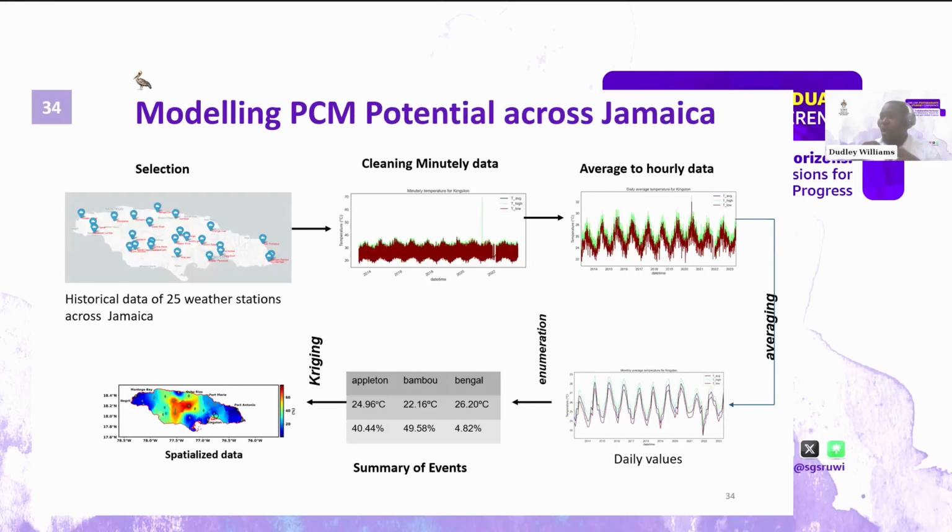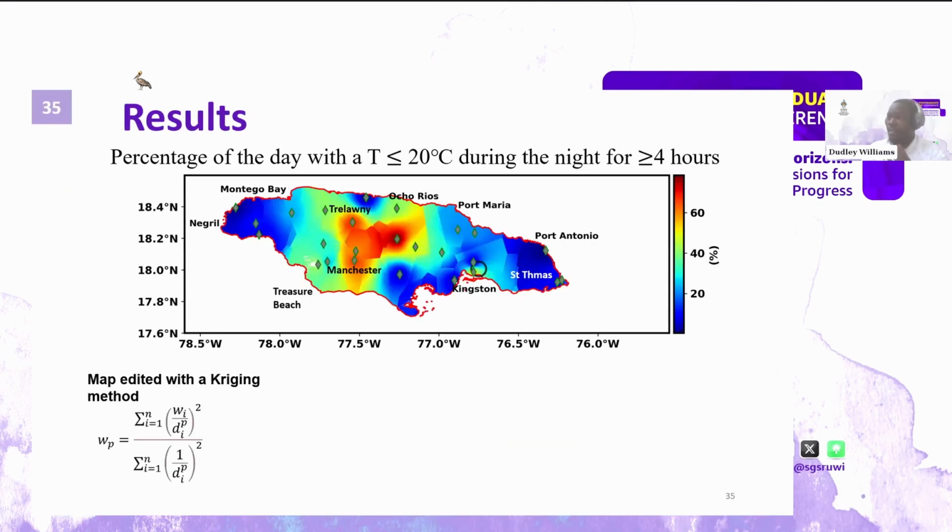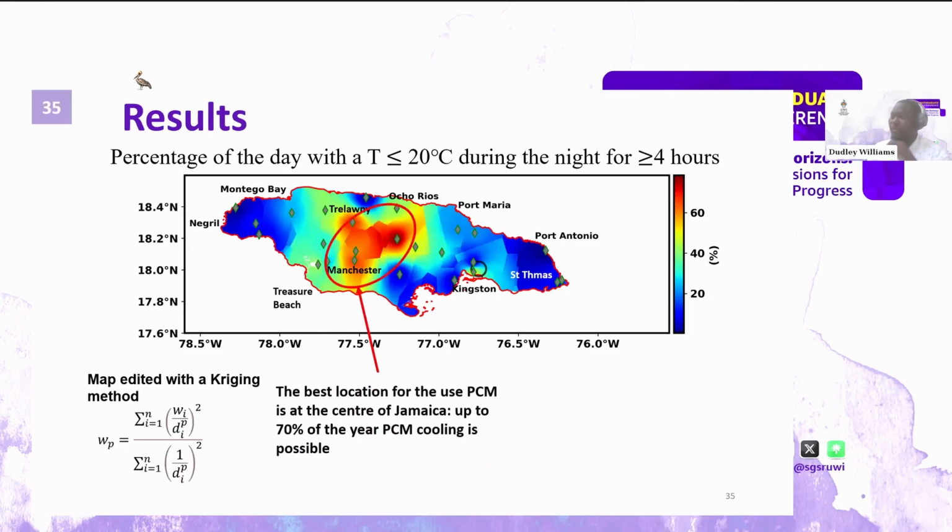Once we got the results from that field experiment, we applied it to 25 weather stations across Jamaica to see where this material would be ideal to operate. We created this map, and what we realized is that our interior areas were able to solidify this material for 70% of the year. This was quite interesting because of the elevation of this area.